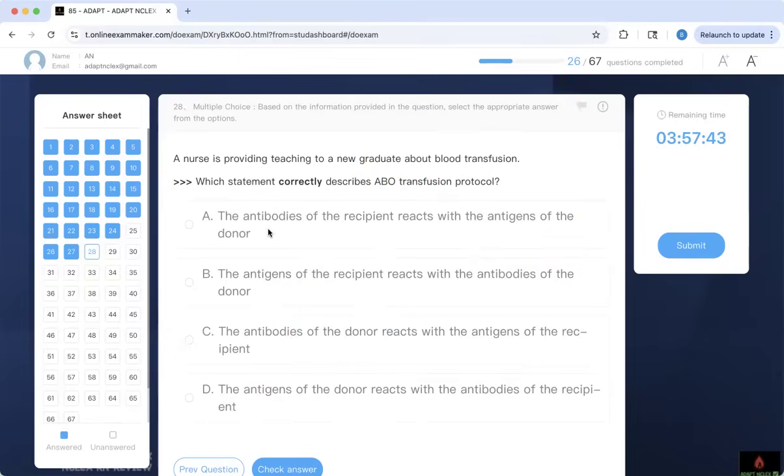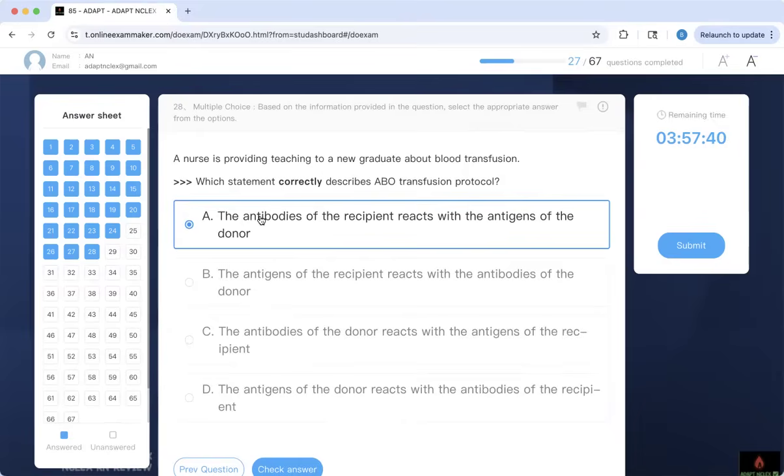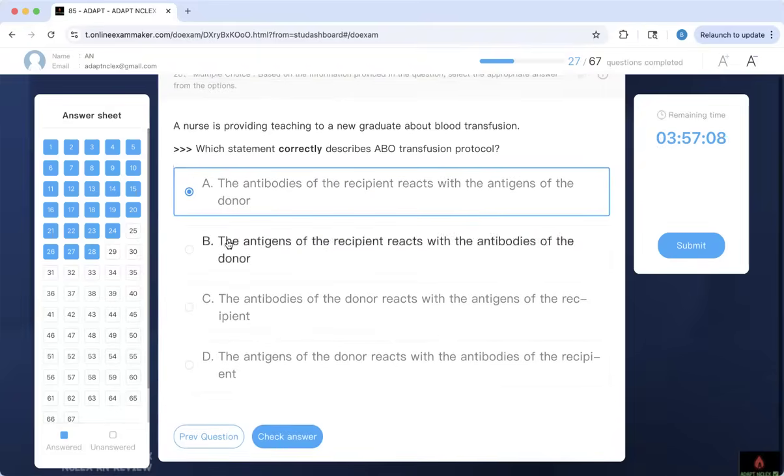And that is the key concept. If you keep on changing it, you got it wrong. Always say antibody of the recipient reacts with the antigen of the donor. This is why AB is a universal recipient, because he has no antibody to react with the donor, right? That's why, with antibody of the recipient, AB is a universal recipient. He has no antibodies to react with you. And then O is the universal donor because he has no antigen for you to react to. That is the key. Okay.